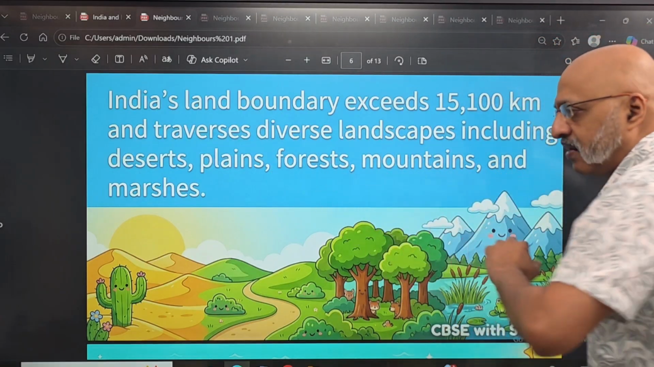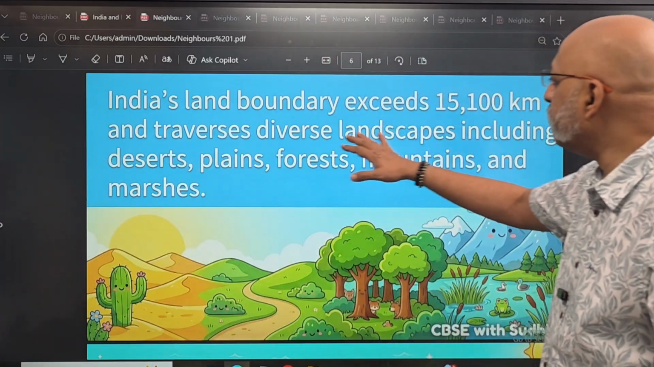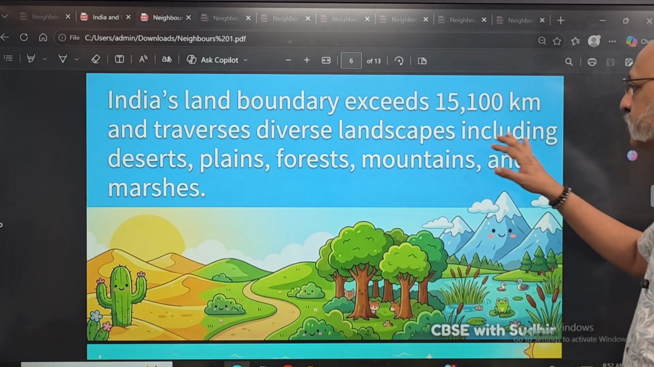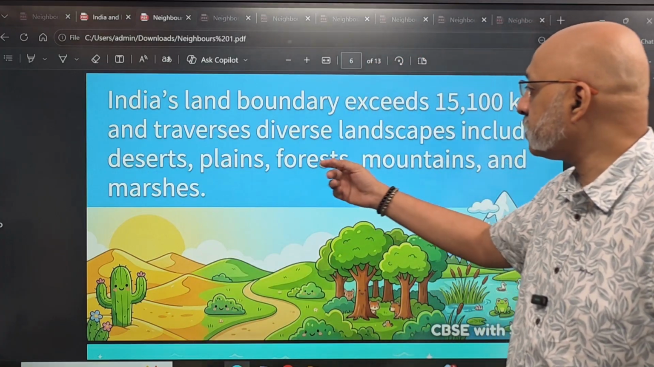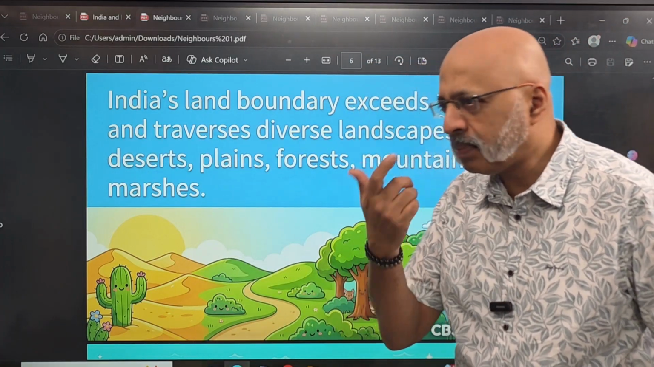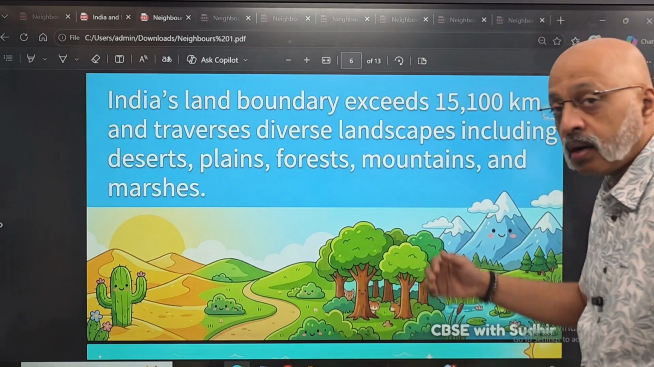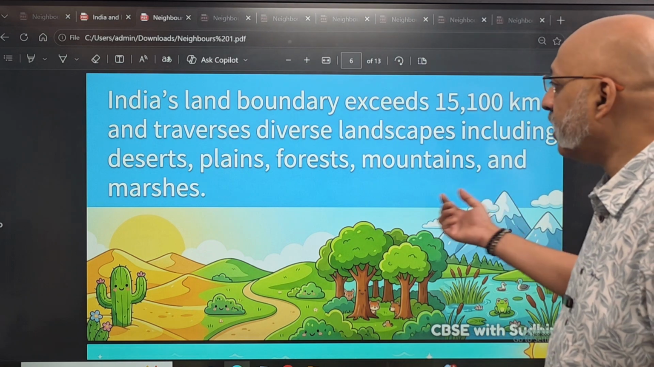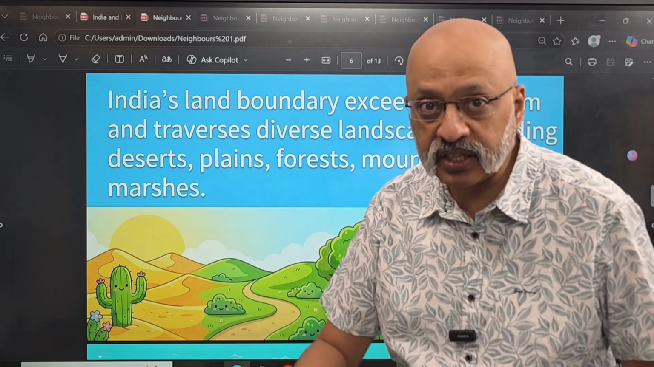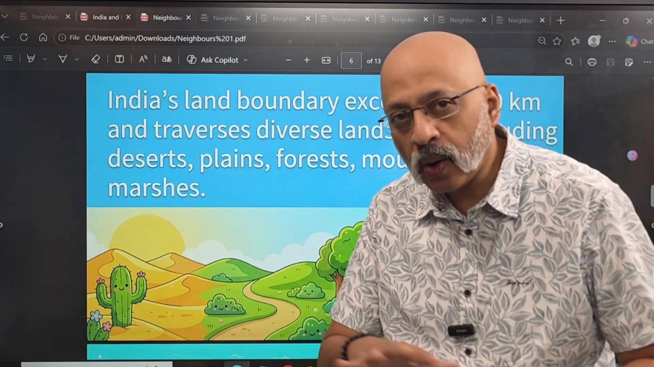It traverses, means it covers, it moves over diverse land, different kinds of landscapes, including deserts like India, Pakistan, plains, which would actually be Bangladesh, though it's also forest area, mountains, which would be Nepal, Bhutan, China, right? And marshes, this is again Bangladesh. Myanmar to an extent, right? So you have all these things.